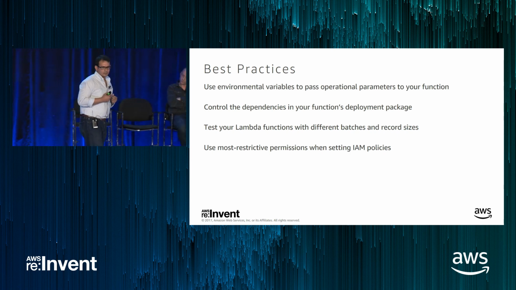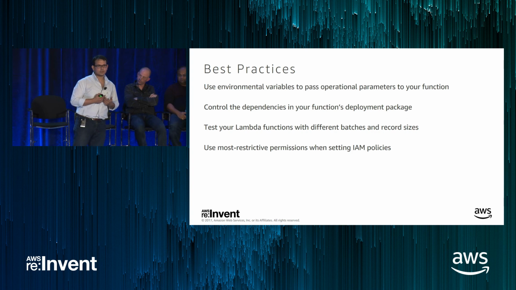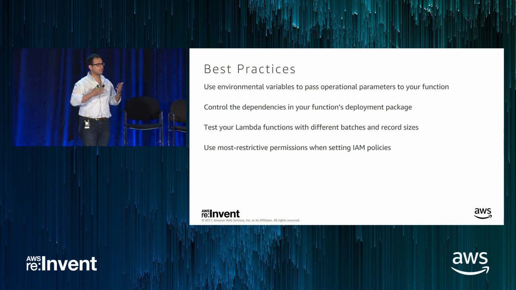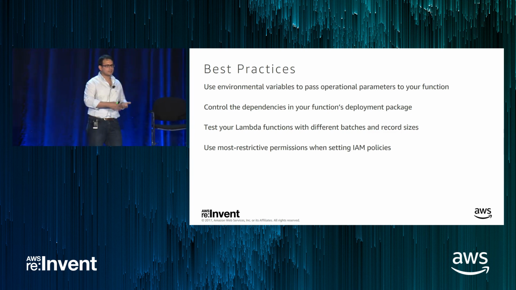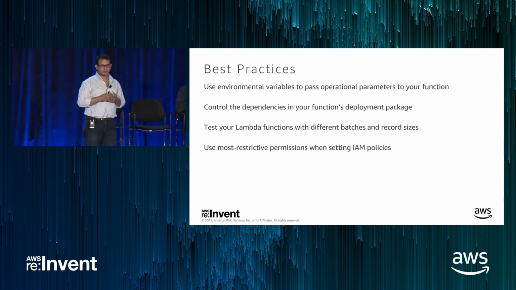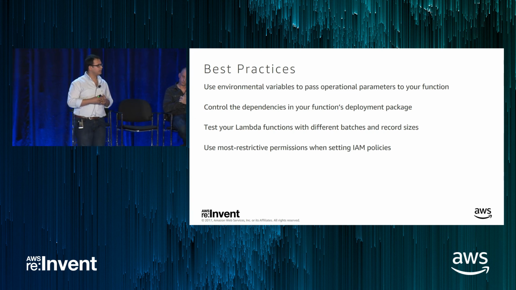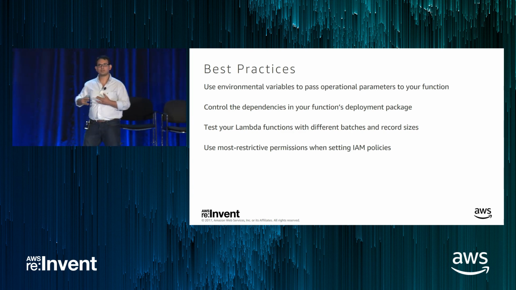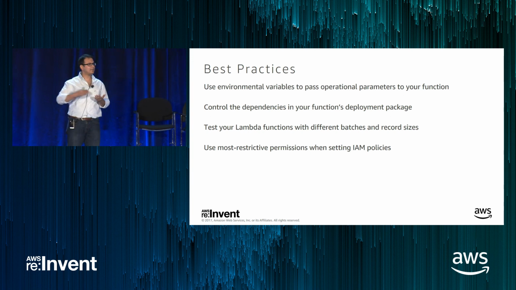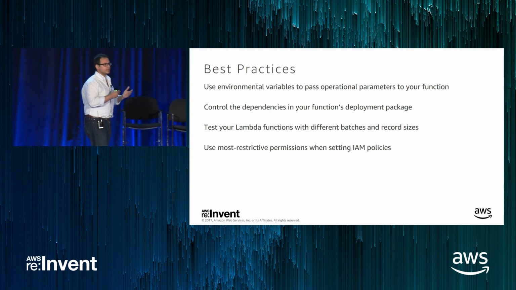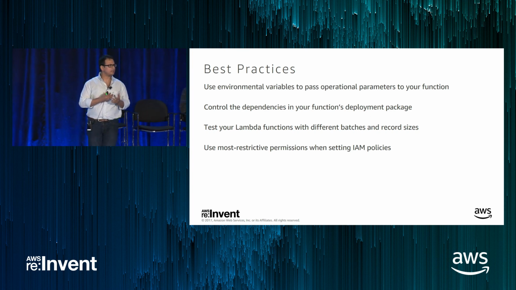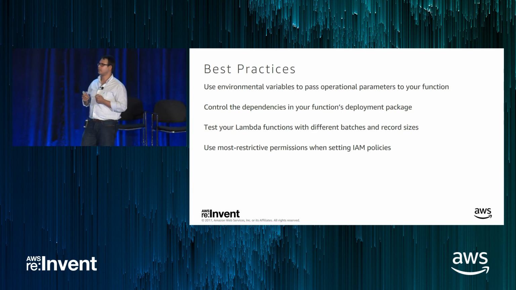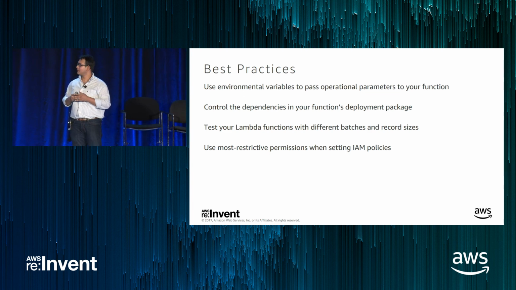Coming to Lambda, it's always recommended to use environment variables as we pass the operational parameters, say the name of the stream. It could be different from your dev to test to prod. So always operationalizing this and using environment variables is recommended. One thing that I've personally run into while implementing this is testing it with different batch and record sizes. There have been scenarios where my Lambda function works in 90-odd cases, but fails in a few cases. Those are the scenarios where either the batch size is pretty big, or the record size or the file size is big. So identifying the memory that we need is very important.